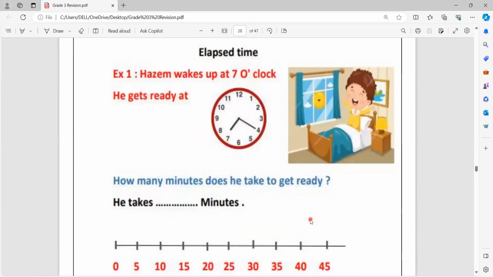About the last part here, the elapsed time. Hazim wakes up at 7 o'clock. 7 o'clock means, can you remember? The long hand stops on 12. But now he gets ready when the long hand changes and goes to here. So how many minutes does he take to get ready? We are going to jump from here to the new long hand. It stopped on 0, but now it stopped on how many minutes? Let's count. 0, 5, 10, 15, 20. So he takes 20 minutes.